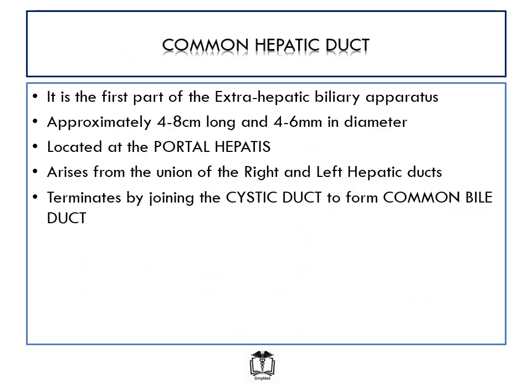The common hepatic duct is the first part of the extrahepatic biliary apparatus. It is about 4 to 8 centimeters in length and about 4 to 6 millimeters in diameter. The length is very important to remember. It is located at the porta hepatis.